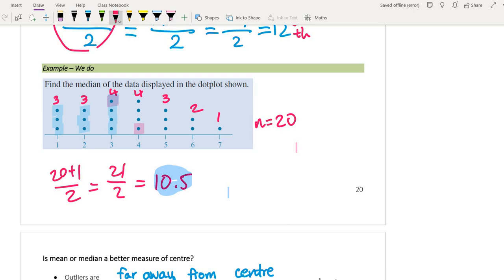So your 10th number right here is 3. So this is for, let's do this properly. So for the median, your 10th number is 3, your 11th number is 4. So you want to average these two out, which should be 3.5. So that is your median. Again, this is the position of your median.